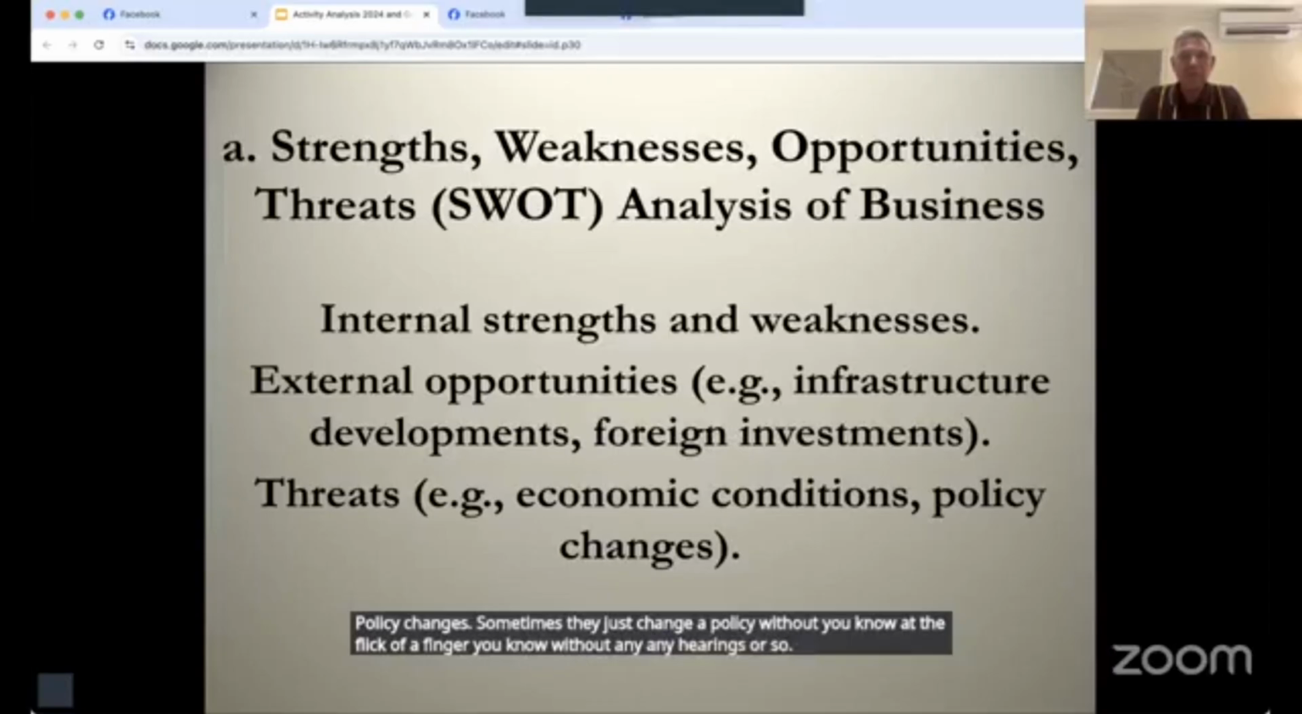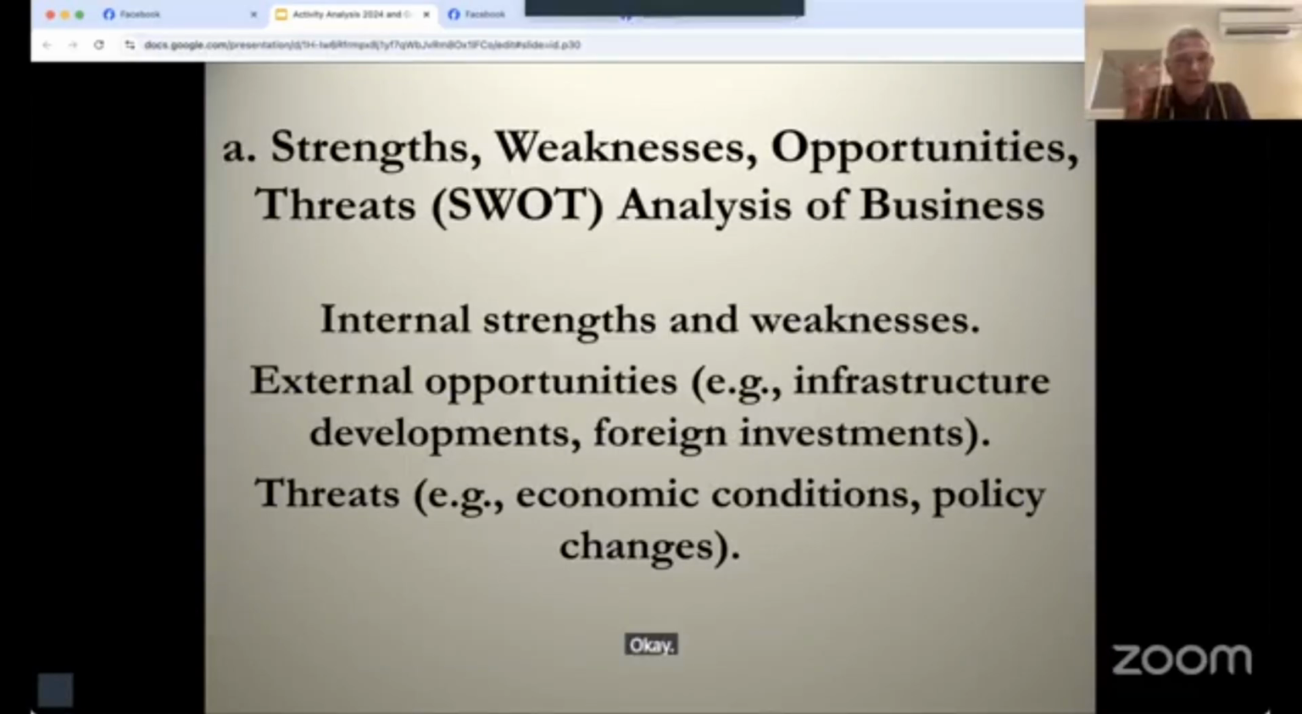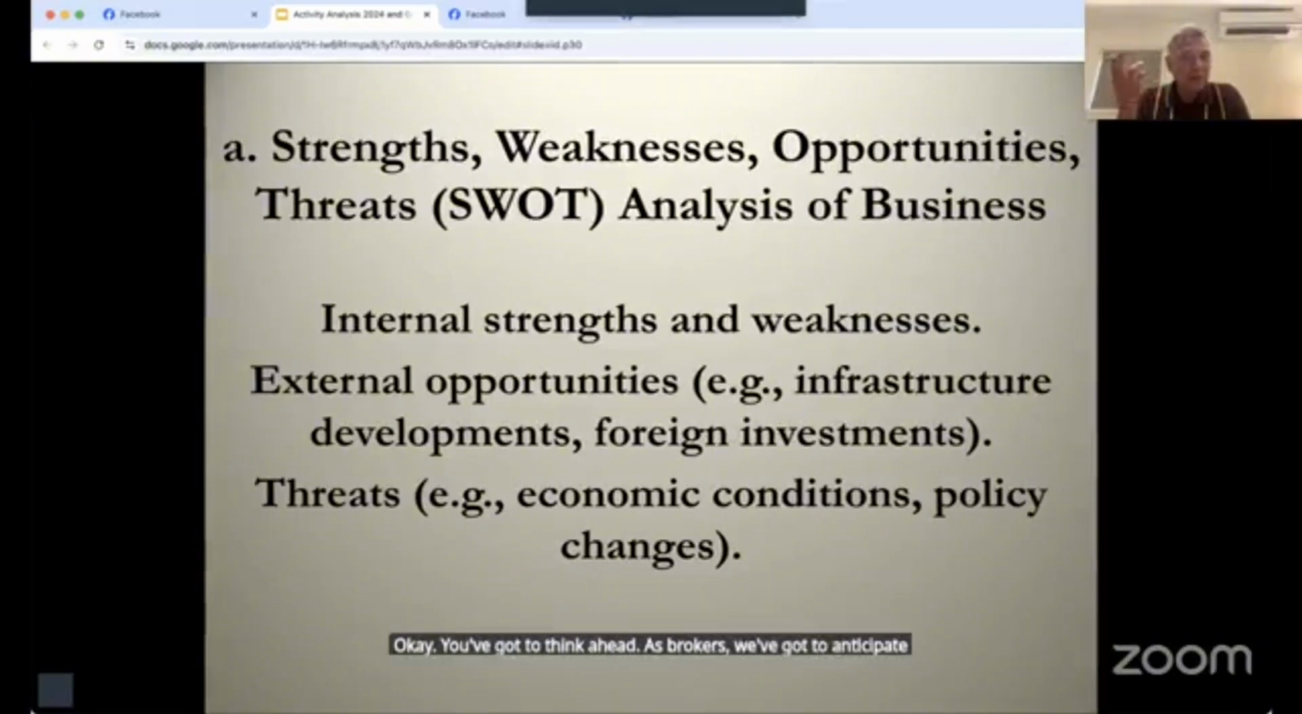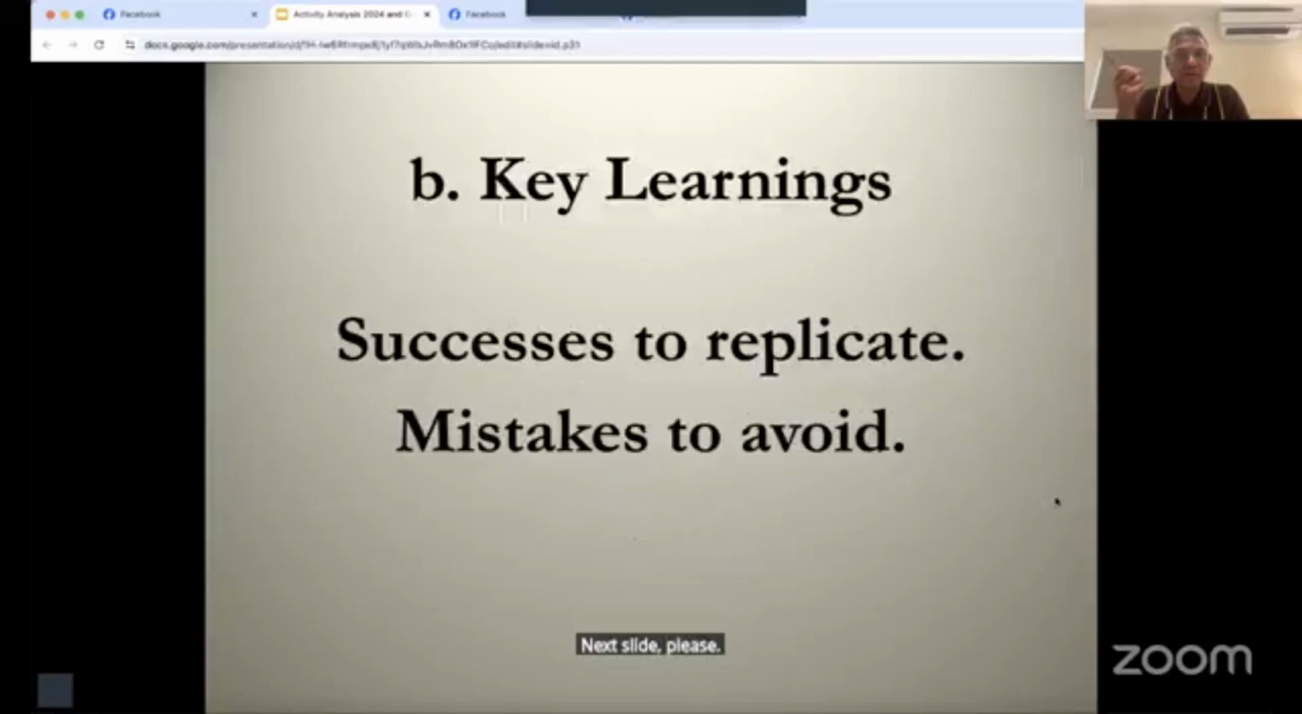Okay. So you've got to think ahead as brokers. We've got to anticipate and anticipate the worst. So we've got to be one step ahead of these government agencies. Next slide, please. Key learnings. Success to replicate.